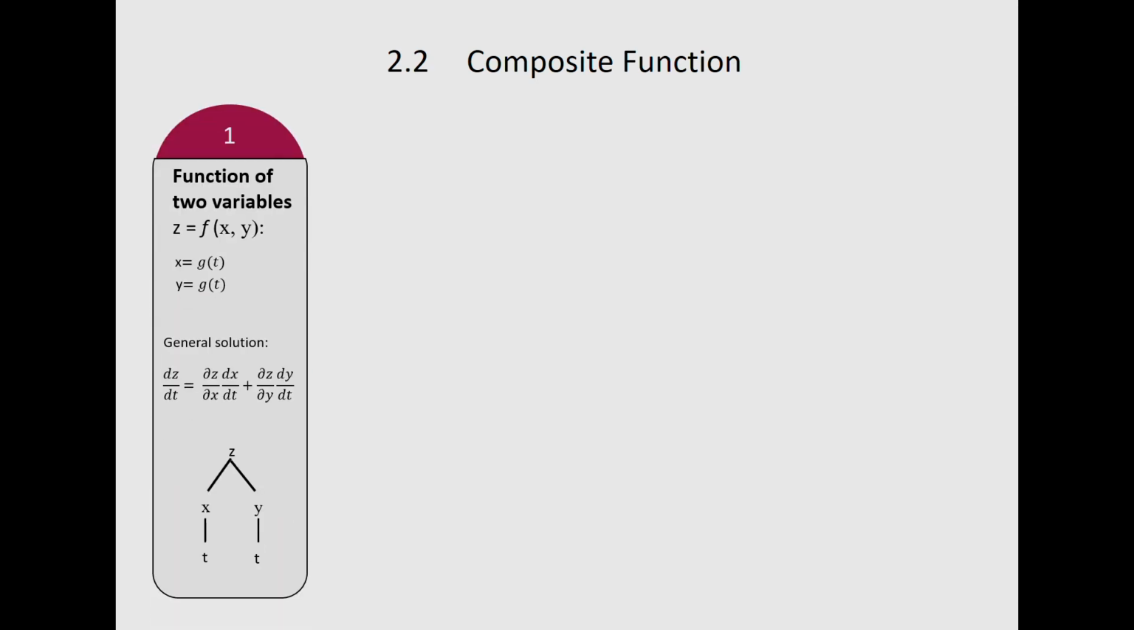Next, I'm going to explain how to find partial derivatives of a composite function. A composite function is a function that has a lot of variables in it. For example, like this: function z is dependent on the function of x and y, which are functions of t.